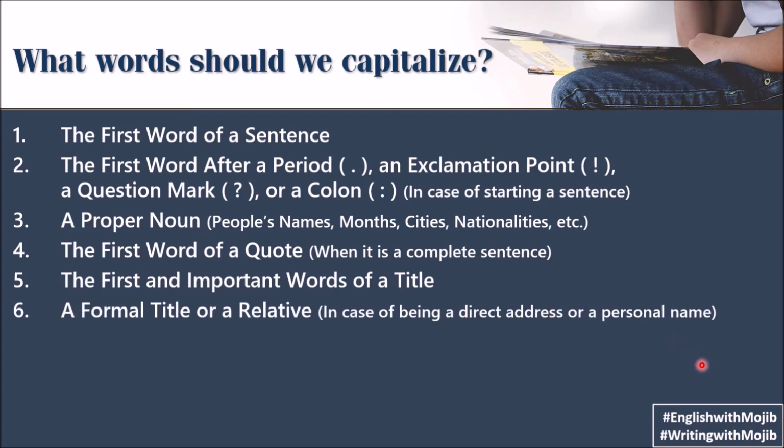Number 6, a formal title or a relative in the case of being a direct address or a personal name. For example, we're talking about Joe Biden and we want to use president instead of Joe Biden. Who are we talking about, is it one person? Yes, it is. We are talking about President Joe Biden and we just use president, so president should be capitalized because we are talking about one person.